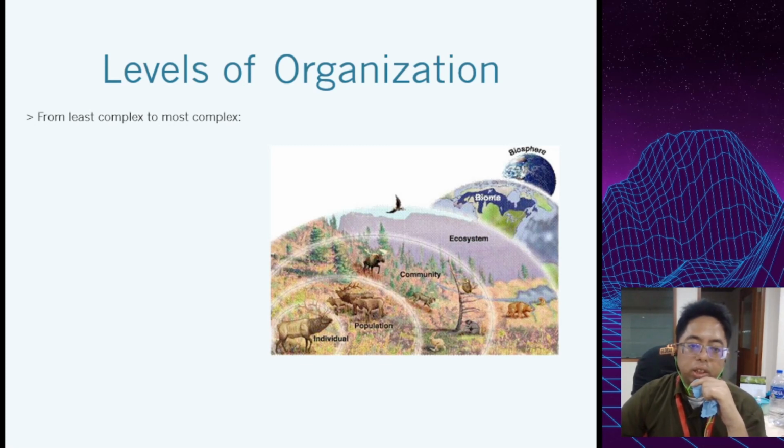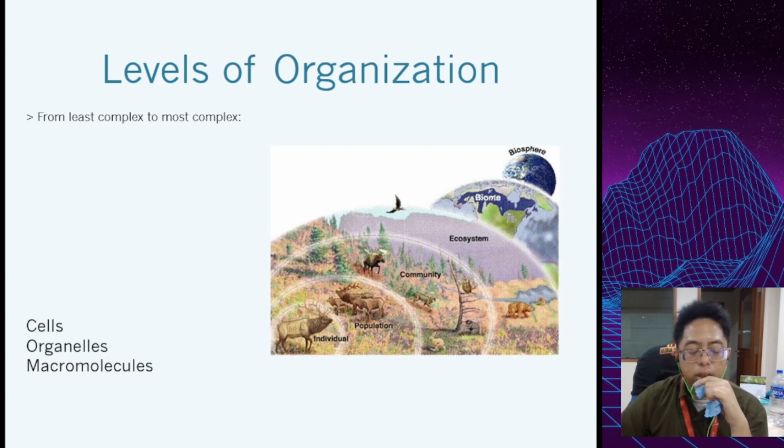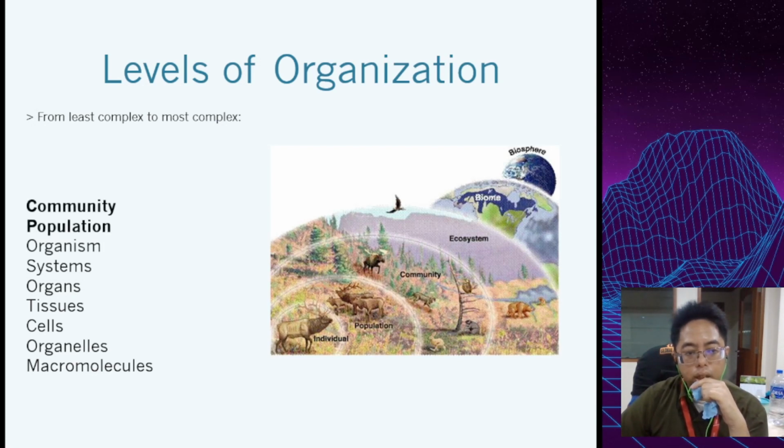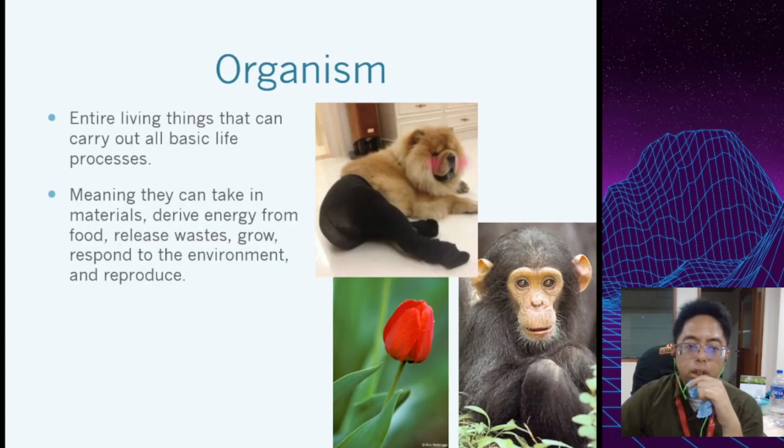So here are the levels of organization from least complex to most complex. Macromolecules, organelles, cells, tissues, organs, systems, organism, population, community, ecosystem, biome, biosphere. Organism: they are entire living things that can carry out all basic life processes, meaning they can take in materials, derive energy from food, release waste, grow, respond to the environment, and reproduce.